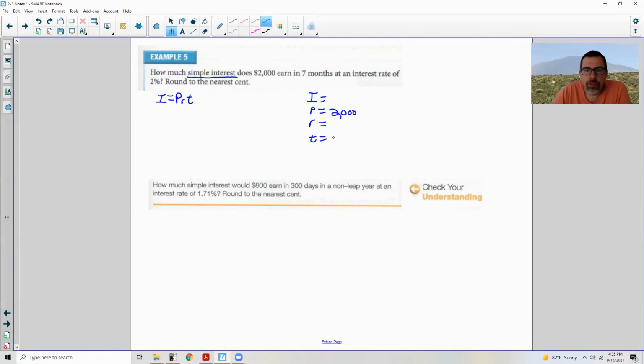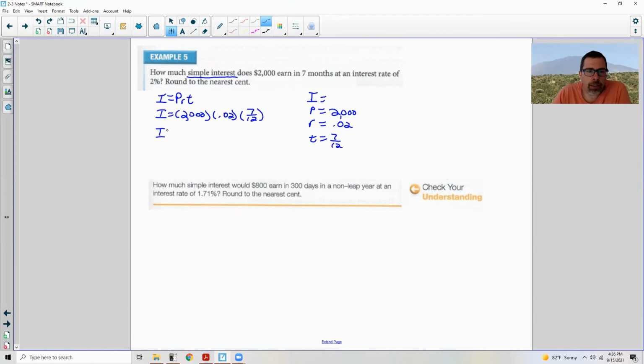7 months. Time is usually in years, so you're going to put 7 over 12. There's 12 months in a year, 7/12 of a year. Make sense? And then the interest rate of 2% is 0.02 when you move the decimal 2 places to the left. Substitute in the givens. I equals, P is 2,000, times R, 0.02, times T, 7/12.